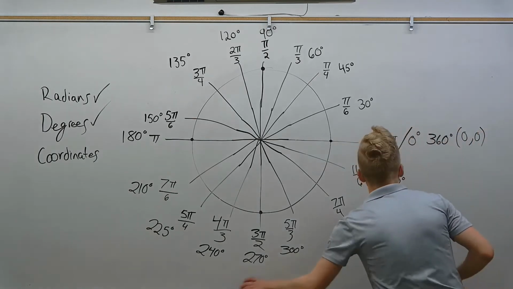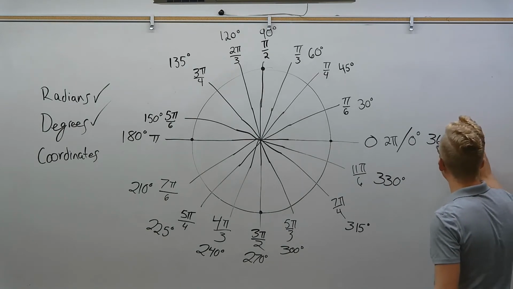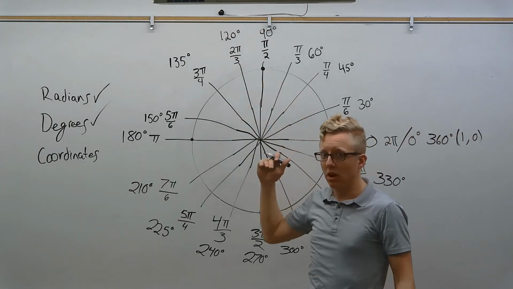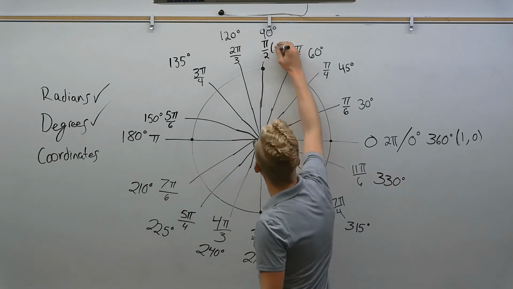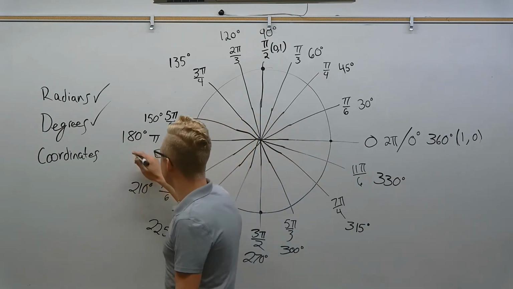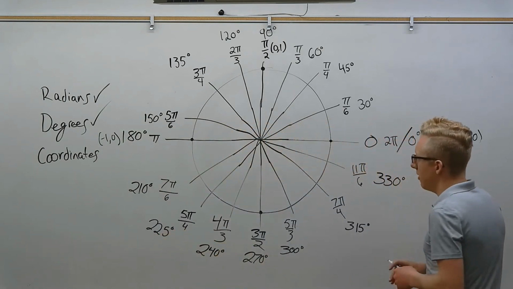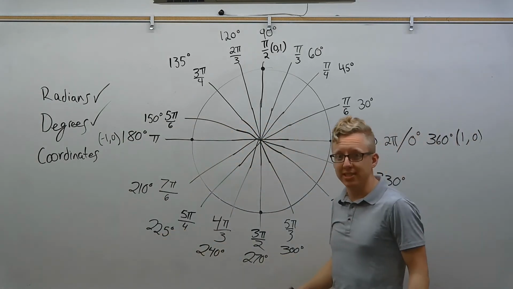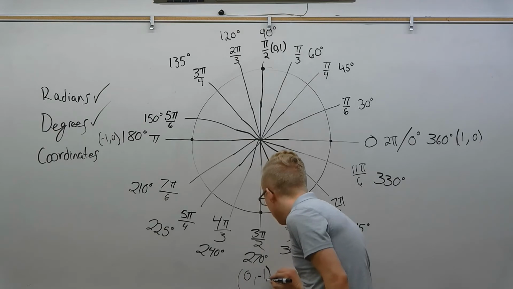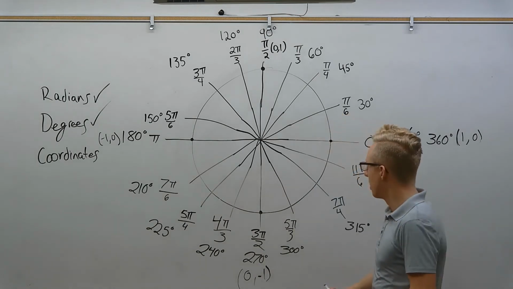Okay, so sorry, this is not 0, 0. I apologize for that. This is 1, 0, because our x-coordinate is 1 over and 0 up. If we look at this one, we're going 0 over and 1 up. I'm going to write that right here. For pi, we have negative 1, 0. Right? And then down here, we have 0, negative 1. Okay, so those are the 4 main coordinates.